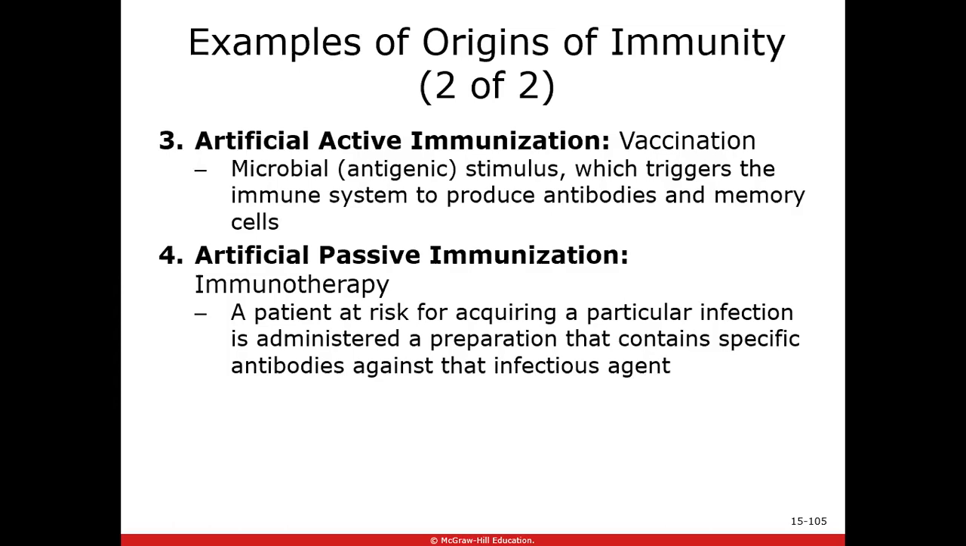Then you have artificial passive immunization. And so that's immunotherapy. Patient at risk for acquiring a particular infection, administered a preparation that contains specific antibodies against that infectious agent. So that's basically saying you fight something off, you have antibodies against it, take your plasma, give that plasma to someone else, and the antibodies are in their body to fight off any disease. That's artificial passive immunization.